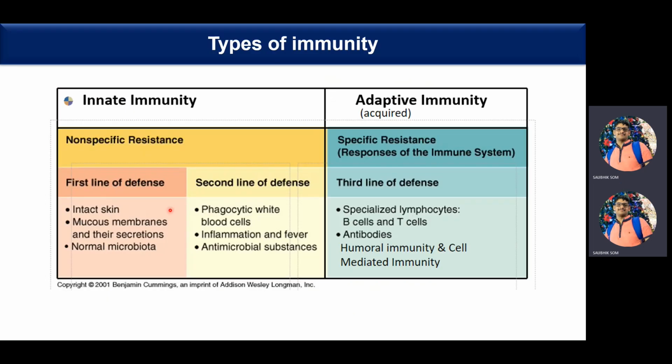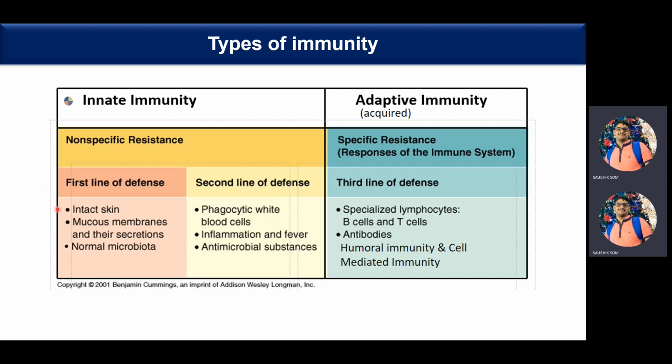There are mainly two types of immunity in our body: one is innate immunity, and the other is adaptive immunity. Innate immunity, as you can understand, is present from birth. It is mainly non-specific, and it protects as the first line of defense.